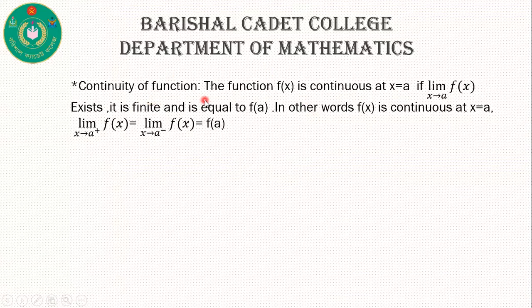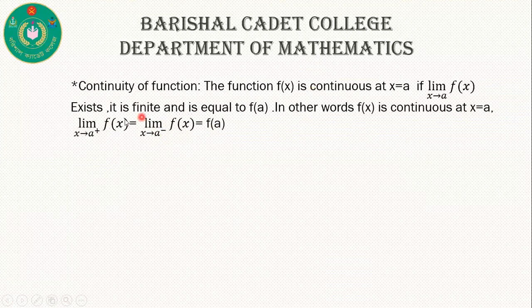Now, continuity of a function. The function f of x is continuous at x equal to a if limit x tends to a f of x exists, if it is finite and it is equal to f of a. In other words, f of x is continuous at x equal to a if limit x tends to a plus f of x is equal to limit x tends to a minus f of x is equal to f of a.